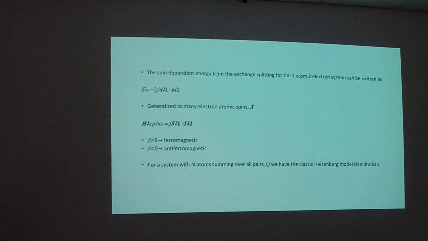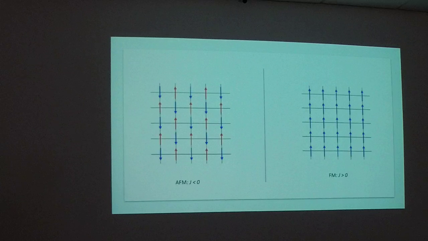And in cases where the J value is positive, you have your ferromagnetic material like iron. In the other case, where it's negative, you have your antiferromagnetic, right? So this is ferromagnetic, everything is up in the same direction, and this is antiferromagnetic, so opposite spins arranged in that way.